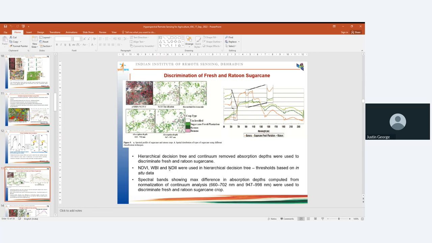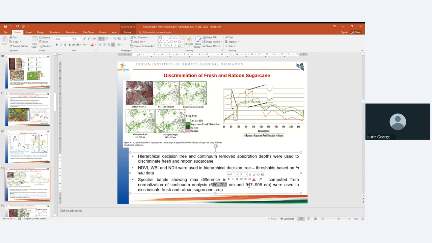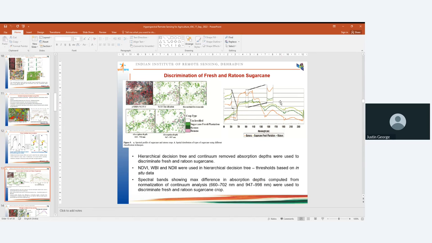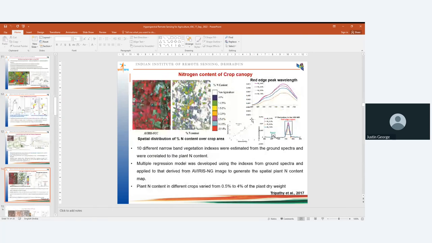So NDVI, WVI, NDII, and a number of other indices, depending on the specific crop or the specific wavelengths used, were used in the decision tree classification, and the thresholds were defined mainly based on the in-situ ground observations. The spectral bands showing maximum difference in the absorption depths were computed from the 660 to 700 nanometer range and the 947 to 998 range. These are the two wavelength ranges where we can see a significant difference between the normal sugarcane and the ratoon sugarcane. We can see there is a difference here, and here also there is a difference. So these wavelength ranges were selected, the best available bands were identified, and they were used for discriminating the fresh as well as the ratoon sugarcane crops.